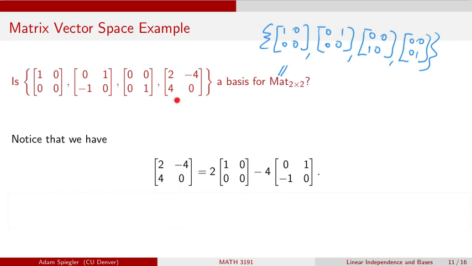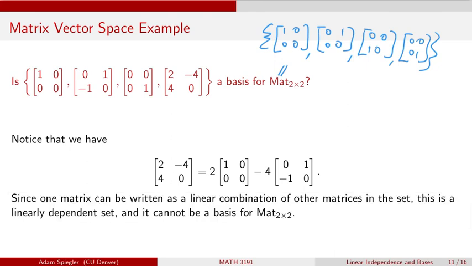So this last element in our set can be written as a linear combination of the previous two. Therefore, this set is not linearly independent. This is a linearly dependent set of matrices, so it is not going to be a basis for all 2 by 2 matrices because it violates the linear independence requirement that we have for a basis.